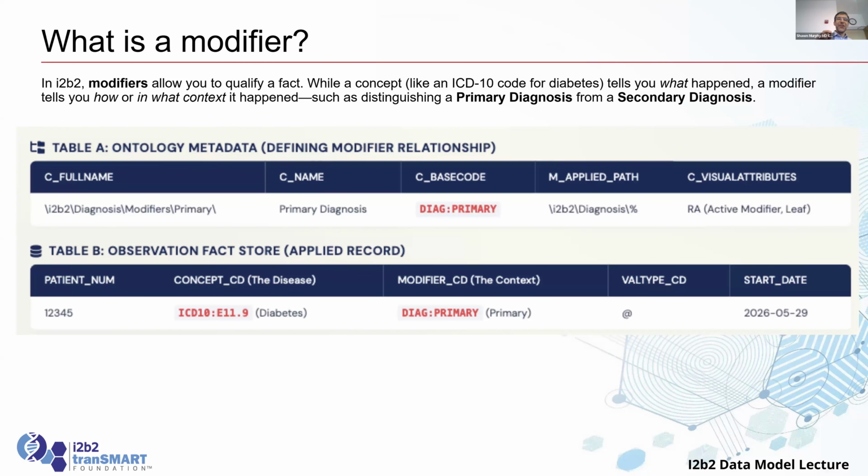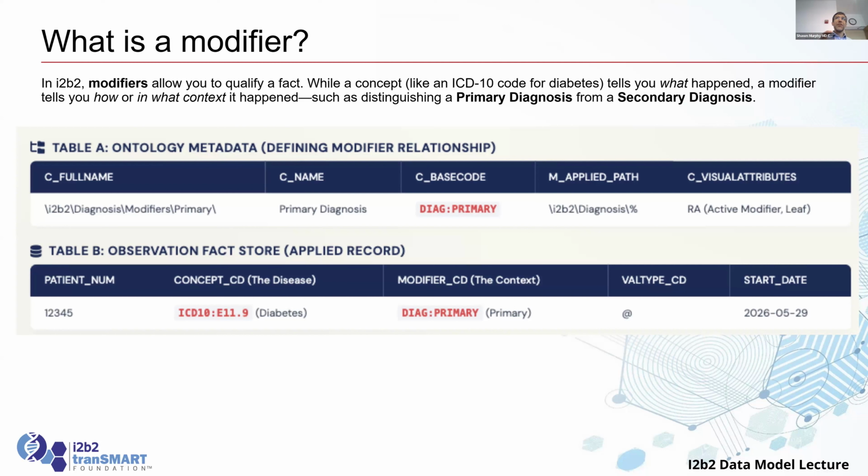So you either have diabetes or you don't, but it could be, for example, a primary diagnosis or a secondary diagnosis, and maybe you want to model that. And i2b2 is very flexible. You could model it by having a text string in the text column that says primary, but there's also this more elegant way of doing it with what we call modifiers.